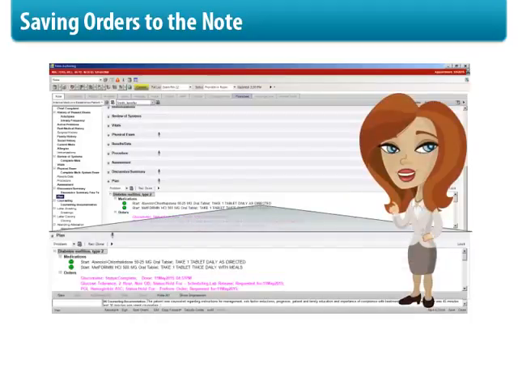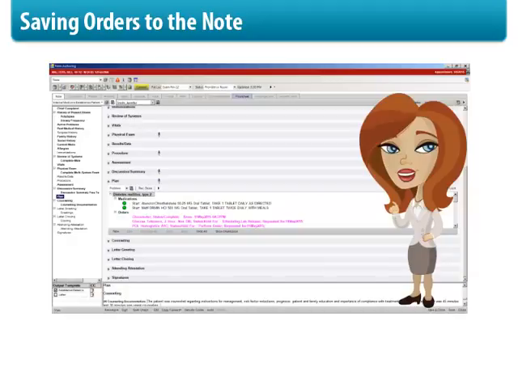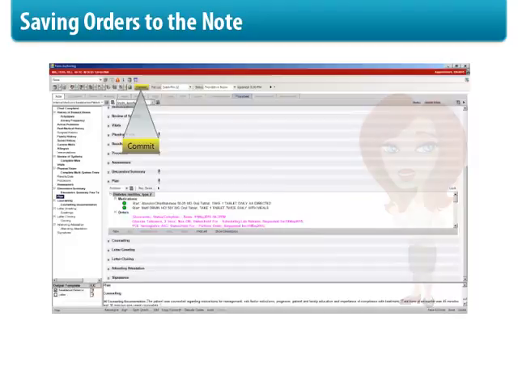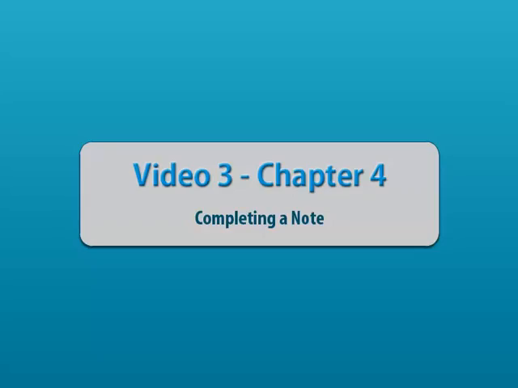All of the types of orders we just discussed are transmitted to the appropriate areas for completion when you click the Commit button and save the information to the patient's chart. This fourth chapter will discuss completing a note.